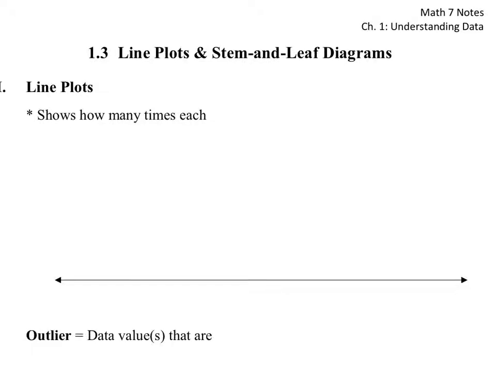All right, section 3, looking at line plots and stem and leaf diagrams. So first of all, line plots show how many times each data value occurs. So for example, let's say we're talking about the people in our class. So you go around, okay, I have somebody who's 12, somebody else who's 12, someone else who's 12, maybe one 11-year-old. A couple people already had their birthday this year, so a couple 13s.